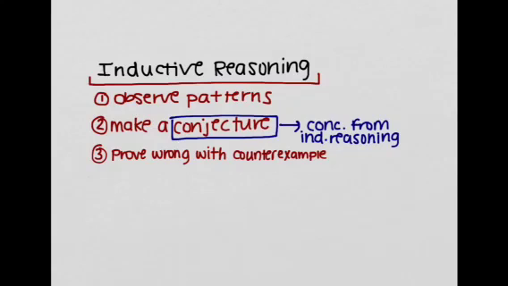Let's get started. So inductive reasoning has 3 steps. You observe patterns, you make a conjecture. A conjecture is basically a conclusion you make from making patterns or using inductive reasoning. Then, if your conjecture is wrong, you can prove it with a counterexample.